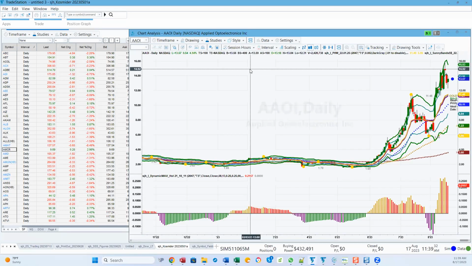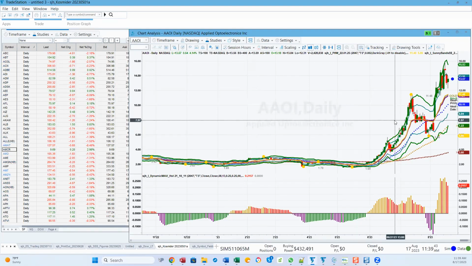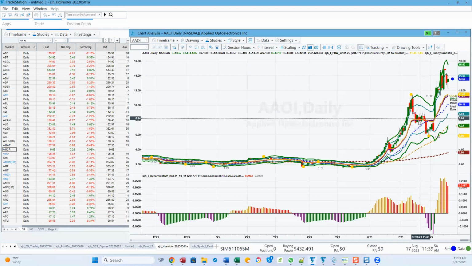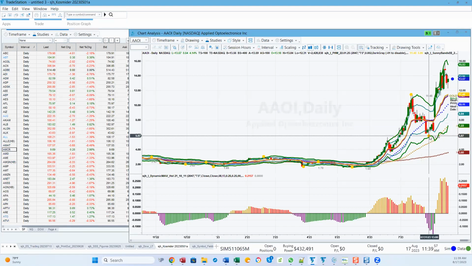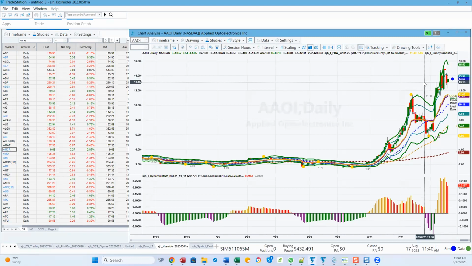AAOI, optoelectronics. That went sideways forever and then started moving very nicely up above the gold DMA. We've got congestion here at the flat DMA and then below it real quick down to the lower outer band, and then back up again. There was the buy signal right there. And it's on up to the upper outer band very nicely, up to as high as 1695 or so.